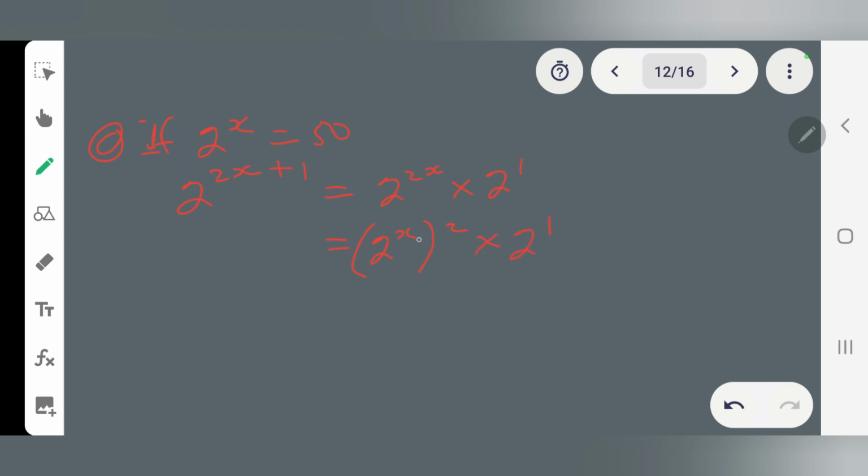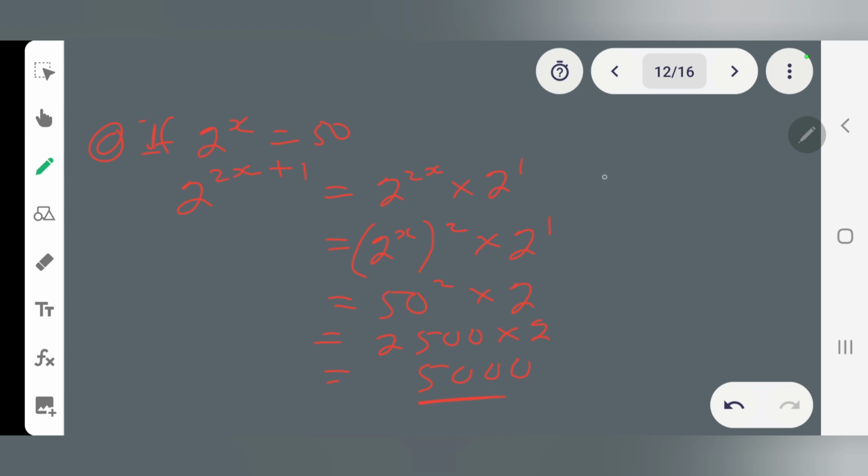So here we clearly see 2 raised to the power x here. And wherever we see 2 raised to the power x, we replace it with 50. So here we have 50 raised to the power 2 multiplied by 2 raised to the power 1, which is 2. So here we can see 50 raised to the power 2 as 2,500, and then you multiply by 2. So our final answer will be 5,000. That's our final answer.